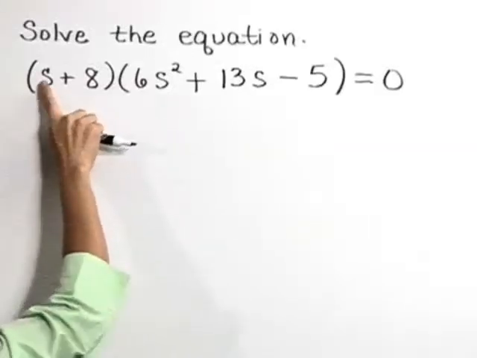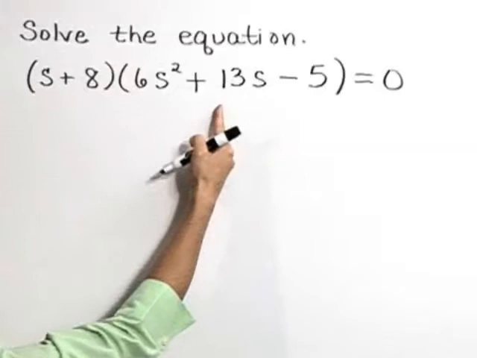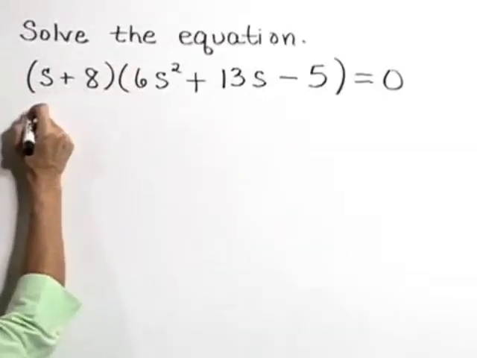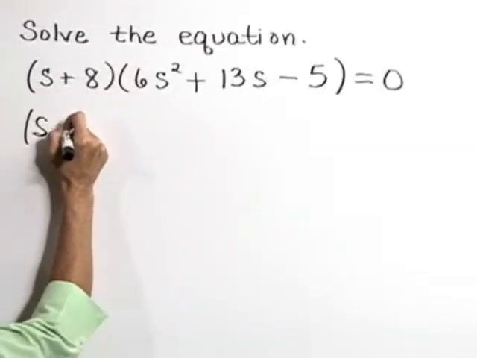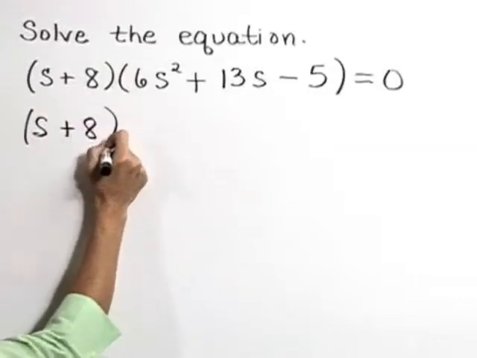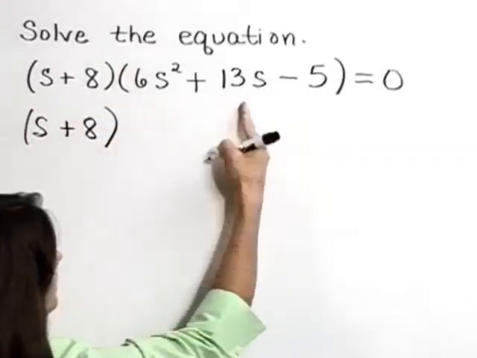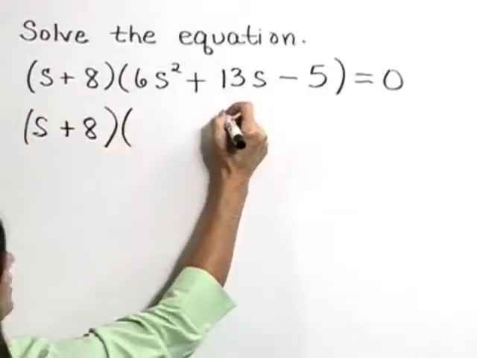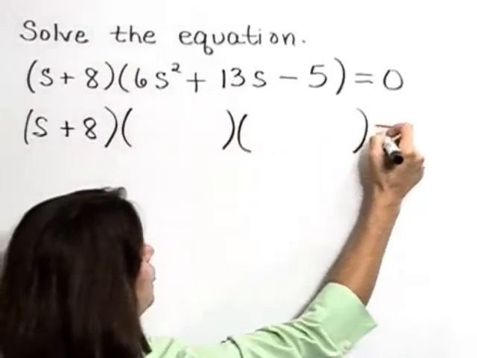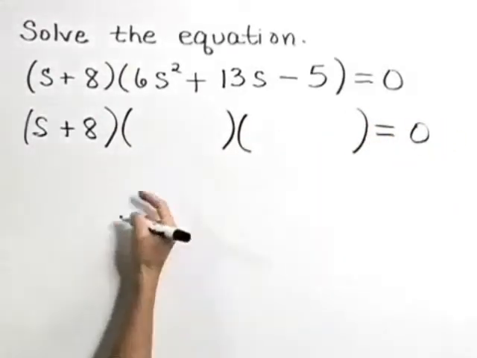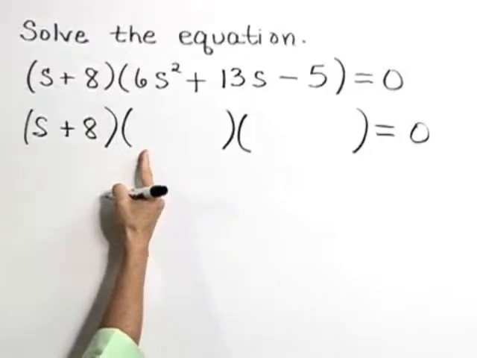Let's solve it, however, not by multiplying these together, but by continuing to factor. So our leading factor is s + 8. Our second factor here, if it does factor, is going to factor as 2 binomials. Let's factor using trial and error.